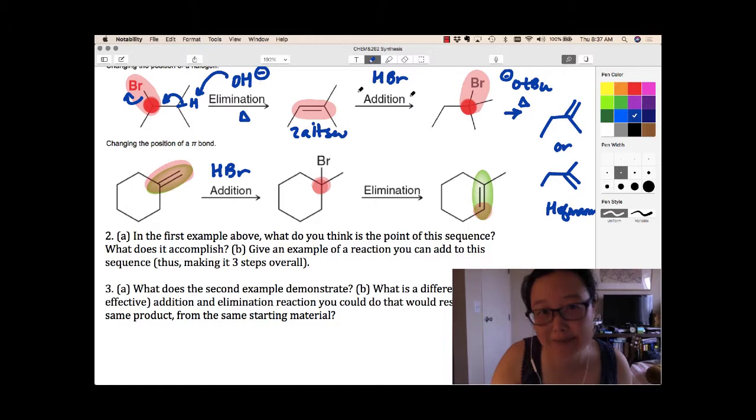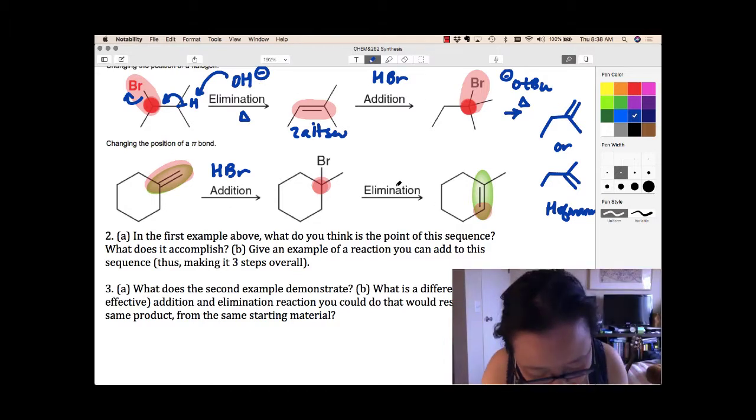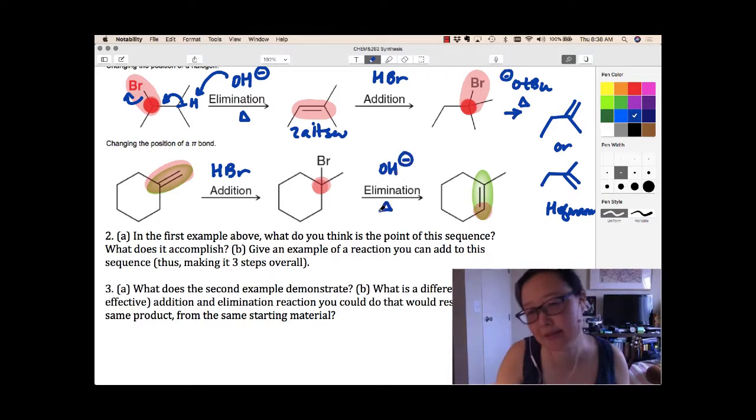So now I'm doing the opposite of what I did above. I need a small, strong base like sodium hydroxide. So I'm writing hydroxide, but you could also write sodium hydroxide or potassium hydroxide. And heat helps to drive elimination as opposed to substitution.